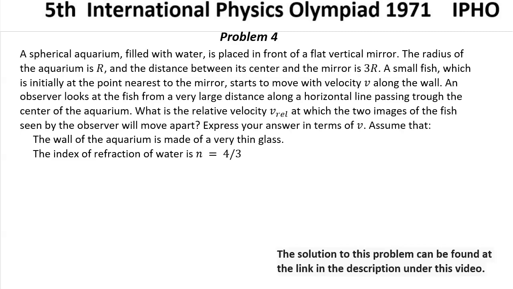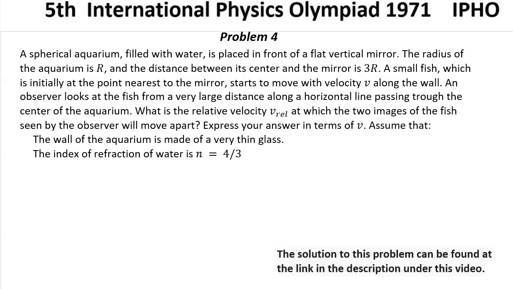The radius of the aquarium is r, and the distance between its center and the mirror is 3r. A small fish, which is initially at the point nearest to the mirror, starts to move with the velocity v along the wall. An observer looks at the fish from a very large distance along a horizontal line passing through the center of the aquarium.